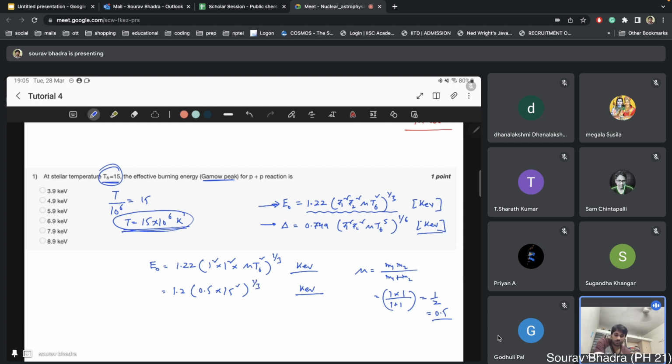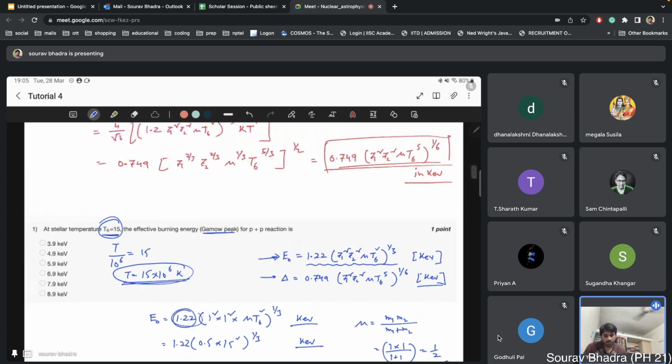The 10 to the power 6 is not required, it is already in this factor. Now if you calculate, it will be 5.9 keV. So you can see the mathematics for this particular problem is very easy, but you have to understand that E0 and delta, and if you by any chance forget it, just try to remember it is coming from the exponential of minus b by root over e minus e by kt.